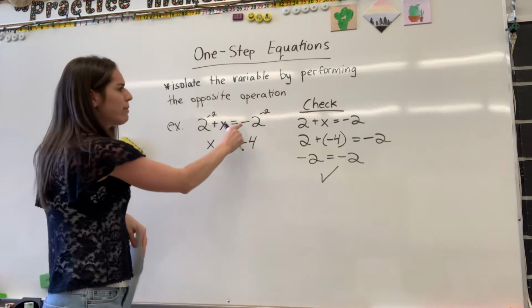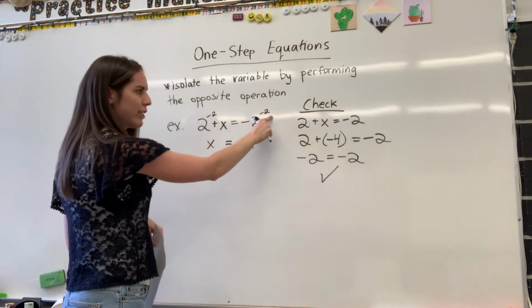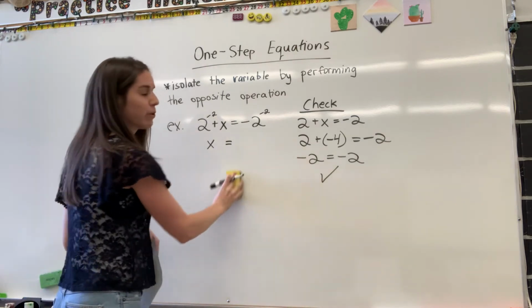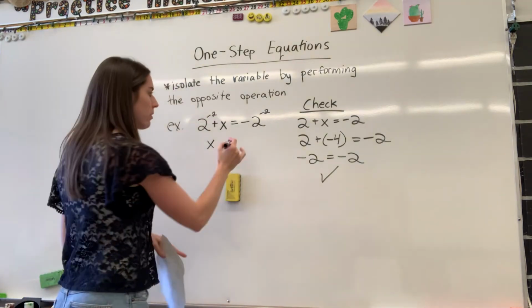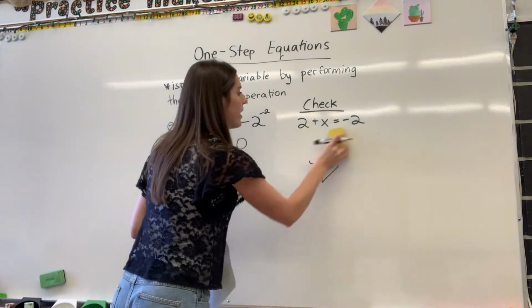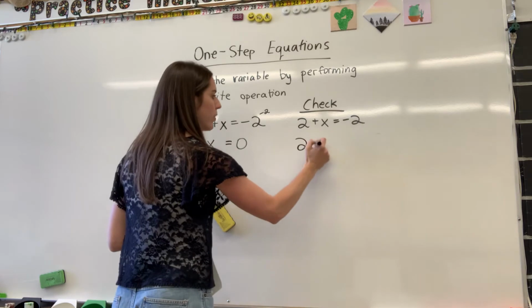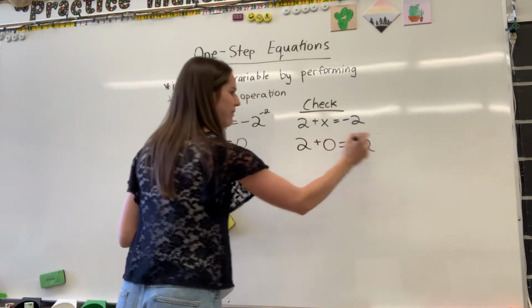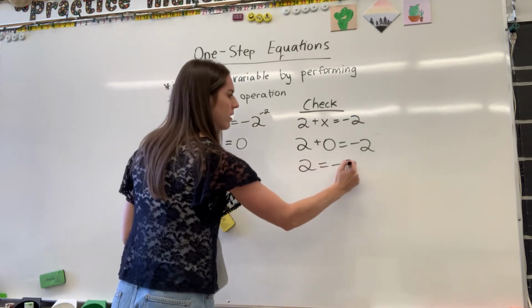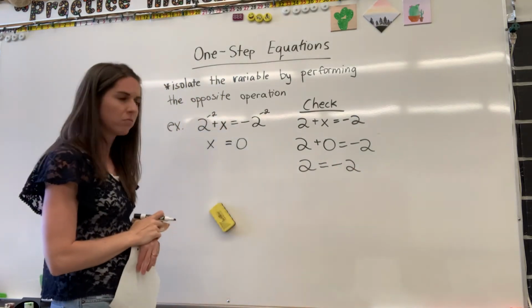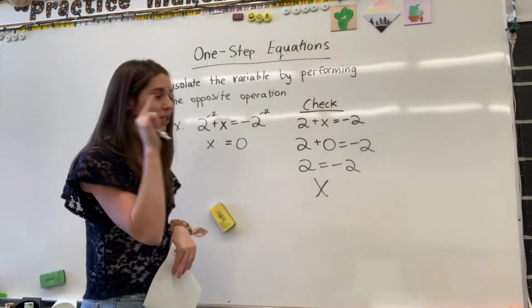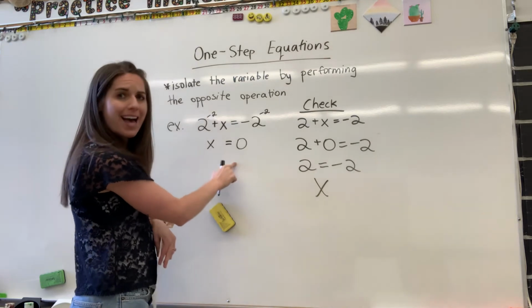Let's say you said -2 minus 2 was 0. Okay, I'm just going to show you, this is wrong, but I'm going to show it to you. Let's say you put the answer as 0. Well, when you go over here and check your work, 2 plus 0 equals -2. Well, 2 plus 0 is 2. Does 2 equal -2? Nope. That would be wrong. So that tells you, oh, that means my x is wrong.